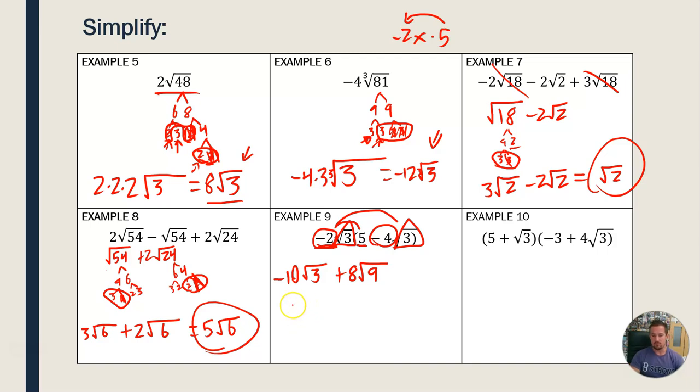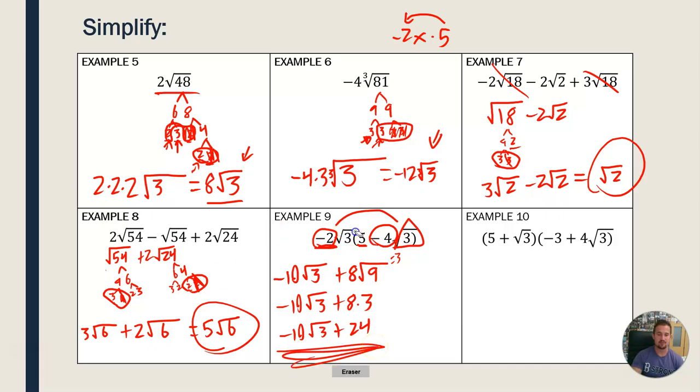So I have negative 10 square root of 3 plus 8 square root of 9. But you'll probably notice I can simplify this a little bit more, because the square root of 9, hopefully you know off the bat, is just equal to 3. So really this is negative 10 square root of 3 plus 8 times 3, which is negative 10 square root of 3 plus 24. So that is my final simplified answer after multiplying those expressions together. Negative 10 square root of 3 plus 24.